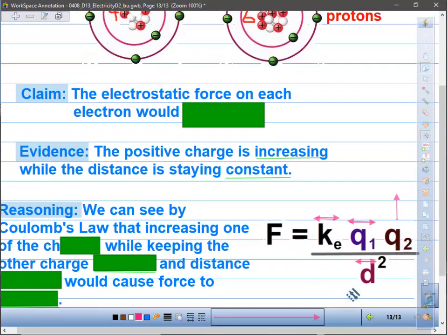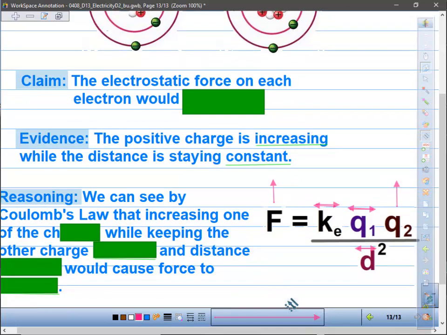Now, we just got to do arrow math. Look at this. Everything's constant except for the right. On the right, the charge is increasing, so they're both equal. So what has to happen to the electrostatic force? It also has to increase, right? If the right side gets bigger, the left side has to get bigger.